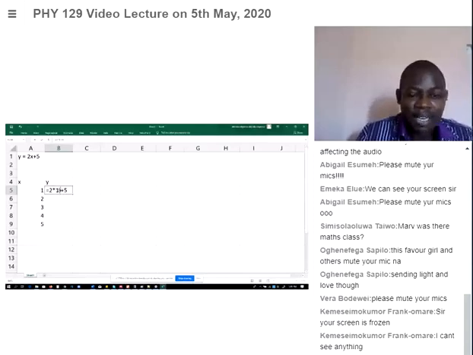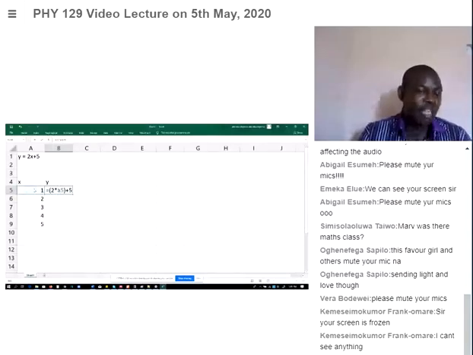Rather than for me to put that value of 1 there, I simply put the cell. Is that okay? Yes, sir. That number 1, which is X, is actually located where? Located in the cell A5. So I will replace this with A5. And if you see, after typing A5, it's selecting this for me. Is that okay?